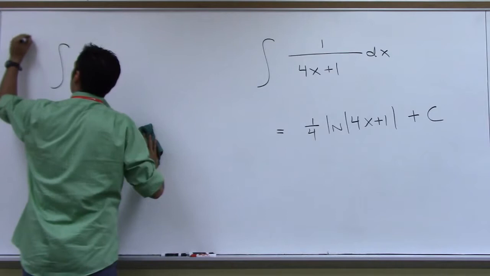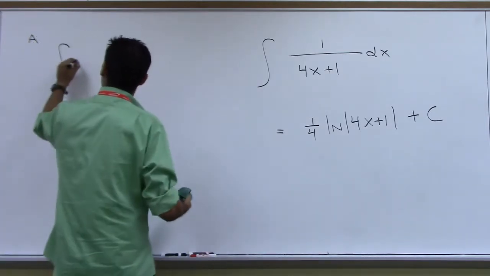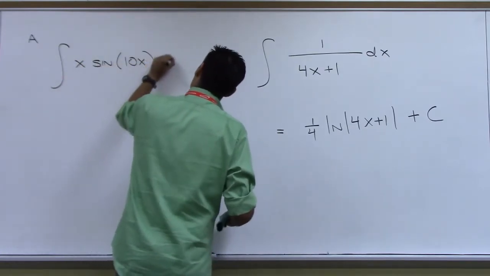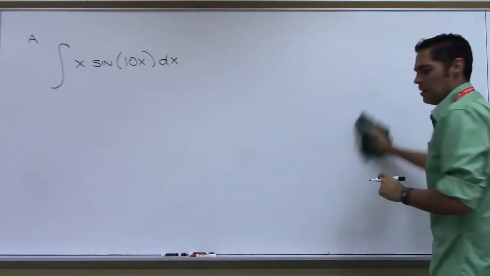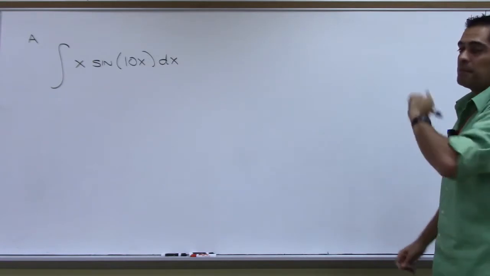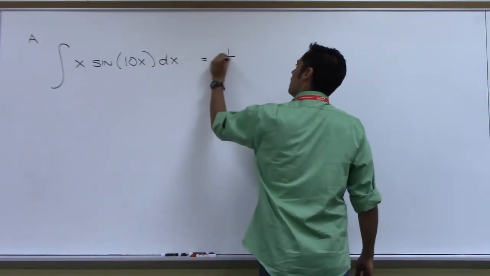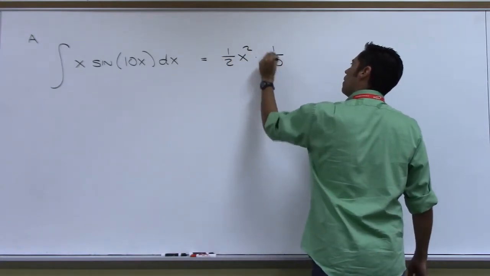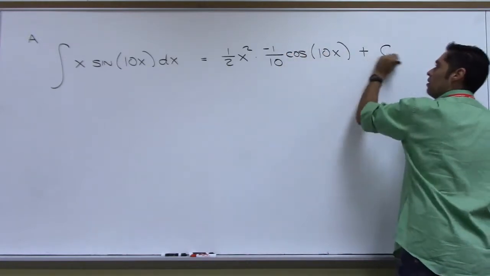So, part A. It was x sine 10x dx. So someone tell me what's wrong with this, okay? I'm about to put something up here. I don't suggest writing this down. But someone tell me what's wrong with this, or what I did. Someone tell me what I did and then tell me what's wrong with it.